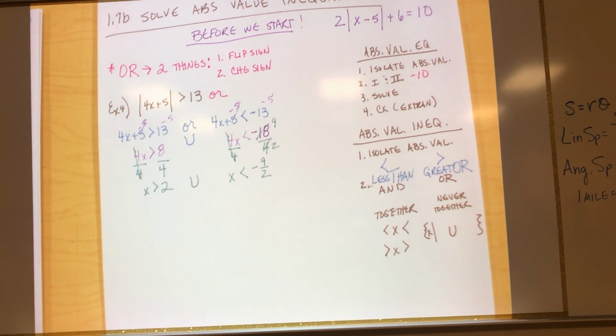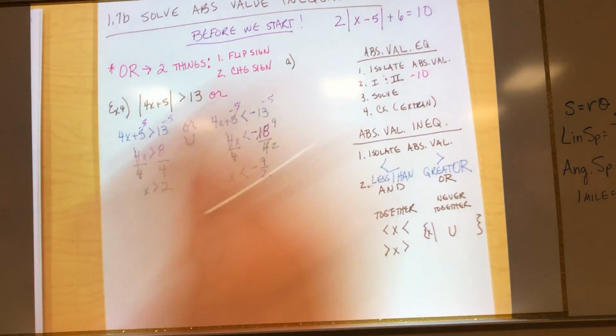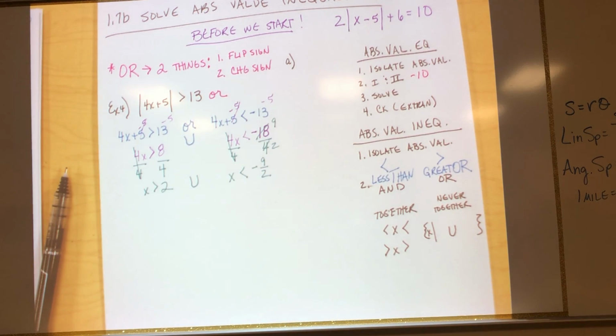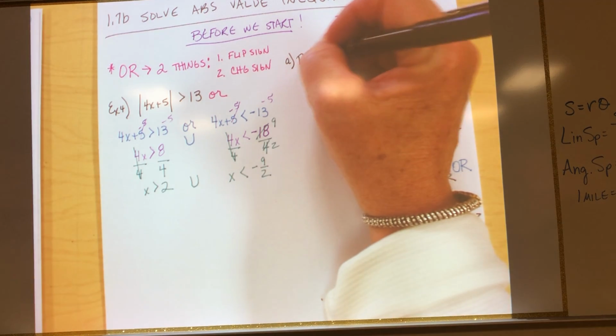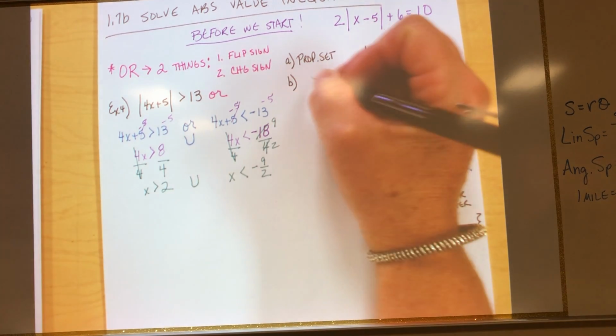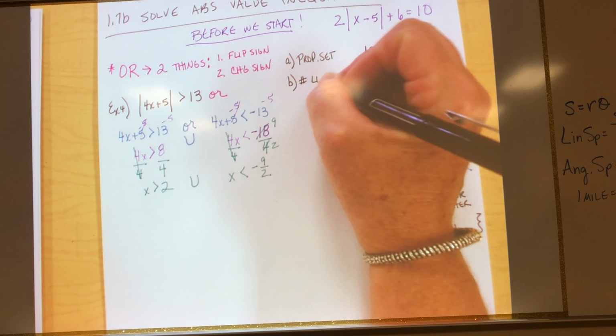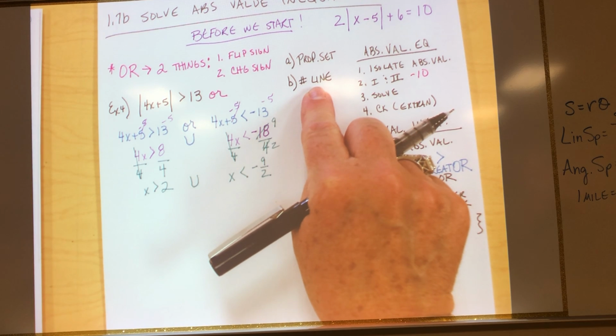Okay? Now, we're going to write them 3 ways. Okay? We're going to write them 3 ways. The first way we're going to write them is in proper set notation. Okay? Proper set notation. So A is going to be proper set. Even if they just say set, we write in proper set. Okay? B is going to be a number line. What else could they call it? They might say write it as a graphical representation.